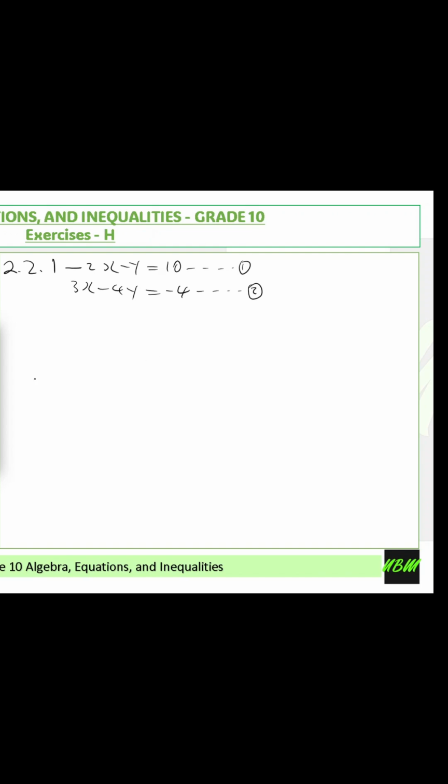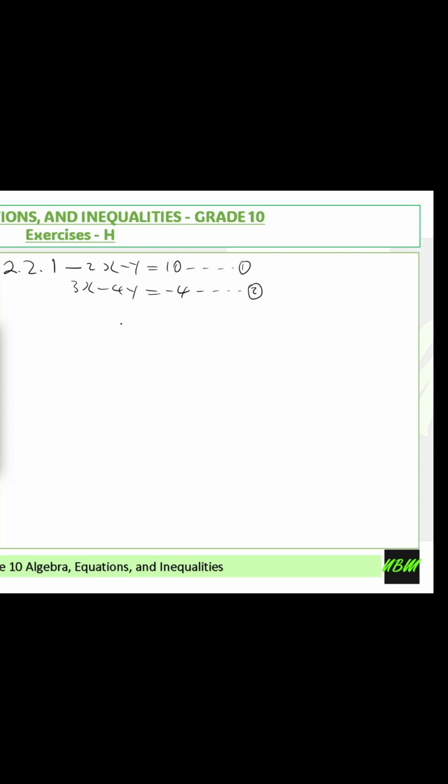Now, solving a linear equation simultaneously, we can do it in two ways, either by elimination or substitution. So with this question, the easier way will be to use the method of substitution, because elimination will mean we'll have to multiply a certain equation by a certain number so that when we add or subtract, we'll be able to eliminate either x or y.